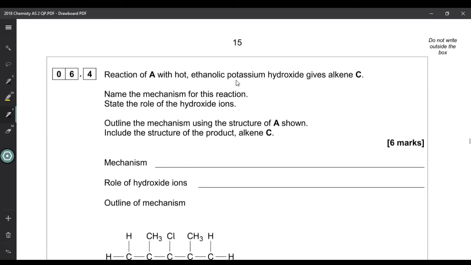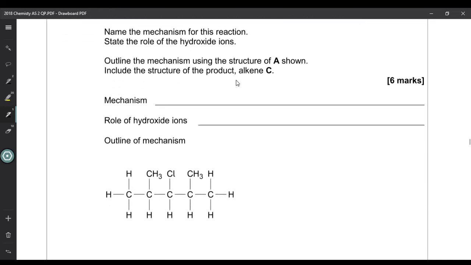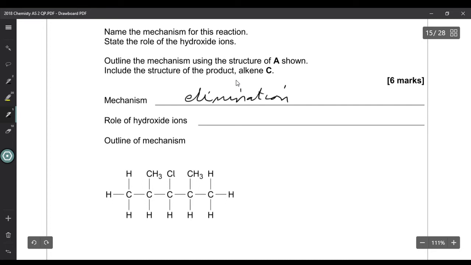So the next part was: reaction of A with hot ethanolic potassium hydroxide gives alkene C. Name the mechanism for this reaction, state the role of the hydroxide ions, and outline the mechanism using the structure of A, and include the structure of the product, alkene C. So our mechanism is going to be elimination, and the role of the hydroxide ions is going to be a base.